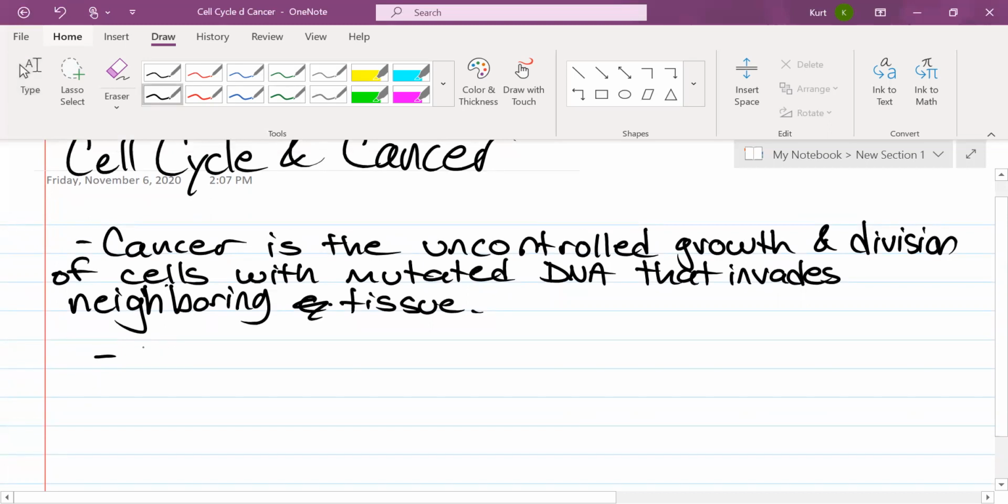Okay, let's begin with benign. It is pronounced benign, not benign. Benign is going to be harmless and non-growing.